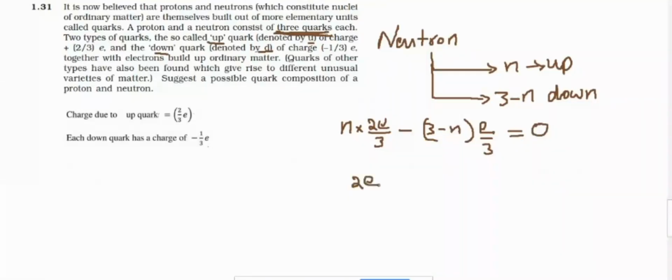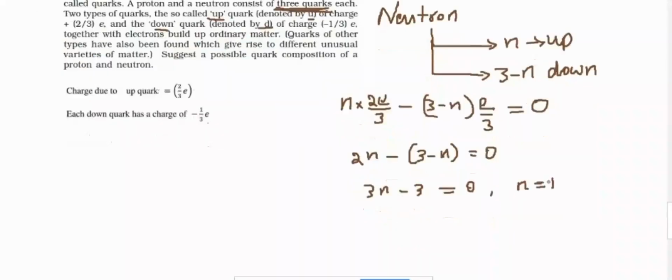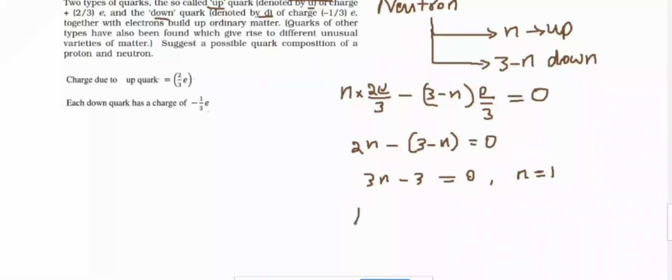So when you simplify, you will get 2n minus (3 minus n) is equal to 0, or 3n minus 3 equal to 0, or n is equal to 1. That means neutron consists of one up quark. If one up quark, then 3 minus n down quarks, that means 2 down quarks. Therefore, neutron can be represented in terms of quarks as one up quark denoted by u and 2 down quarks, so udd.